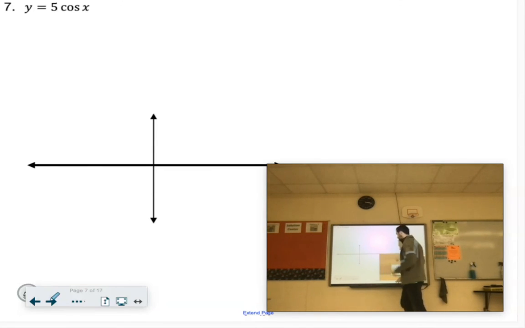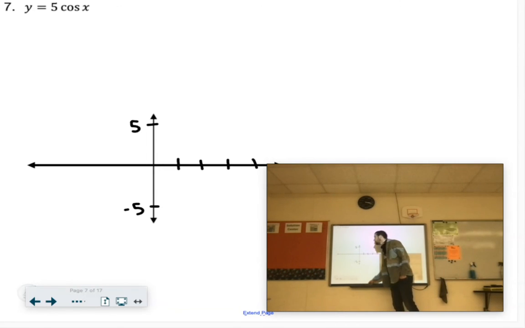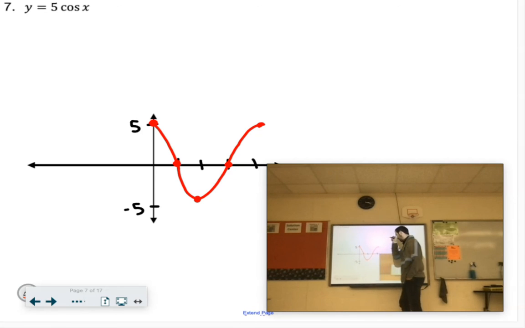So I see the amplitude is 5. So our maximum will be 5. Our minimum will be -5. There's going to be 4 little markings here, which we'll figure out in a minute. But this one's different because it's cosine. So remember, cosine doesn't start at the center. It starts at the absolute maximum point. So it goes maximum, center, minimum, center, maximum. So it looks kind of like a curvy letter V.